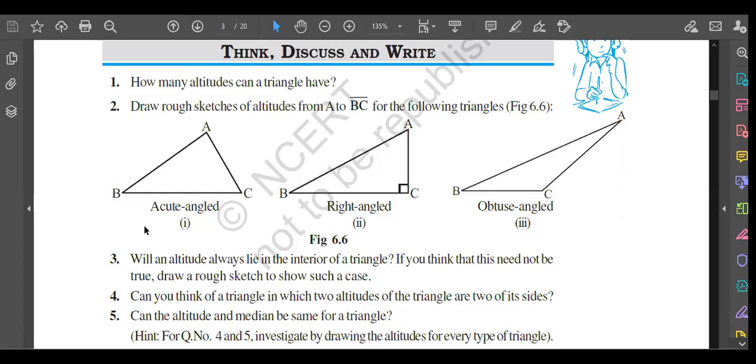so question number 3, right? Just go through question number 3. Will an altitude always lie in the interior of a triangle? If you think that this is not true, then show it using a sketch. So obviously the answer is no. So it is not true that an altitude always lies inside the triangle.